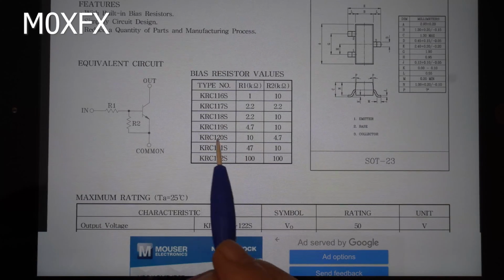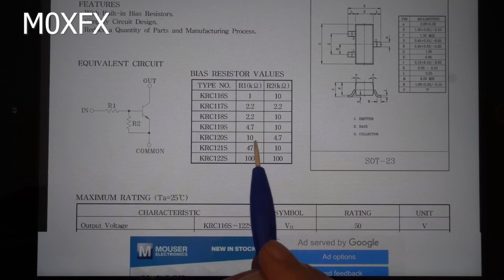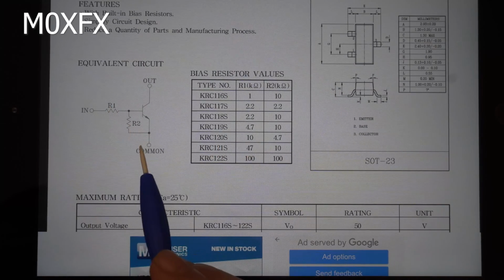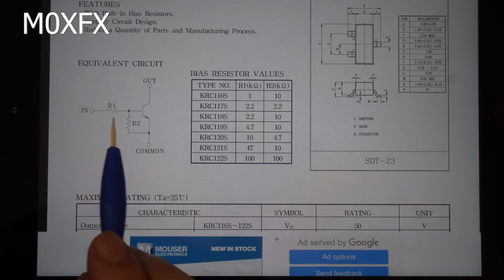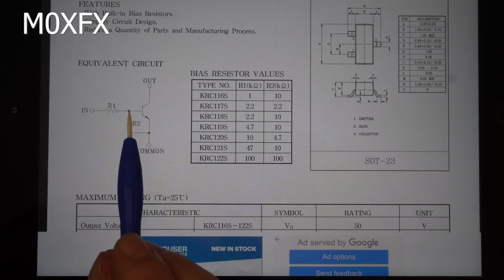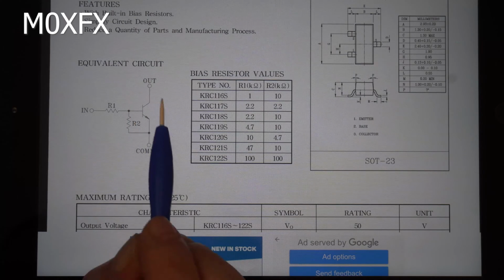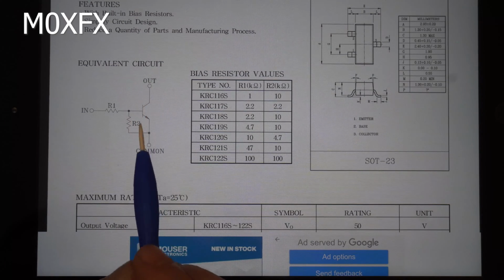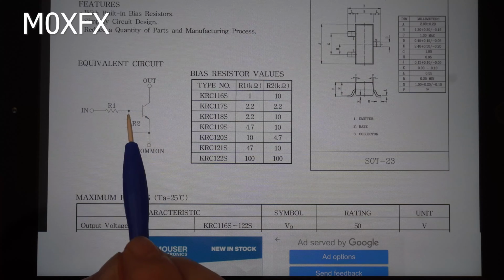Oh no, we've got the wrong one. Okay, yeah, no, it's this one, is it? It's 10 and 4.7, so that's 10K, that's 4.7. But what that does, when we've got that 0.7 of a volt, that will take that down below the switch on threshold of this transistor. Because remember, this needs about 0.7 of a volt to switch it on.